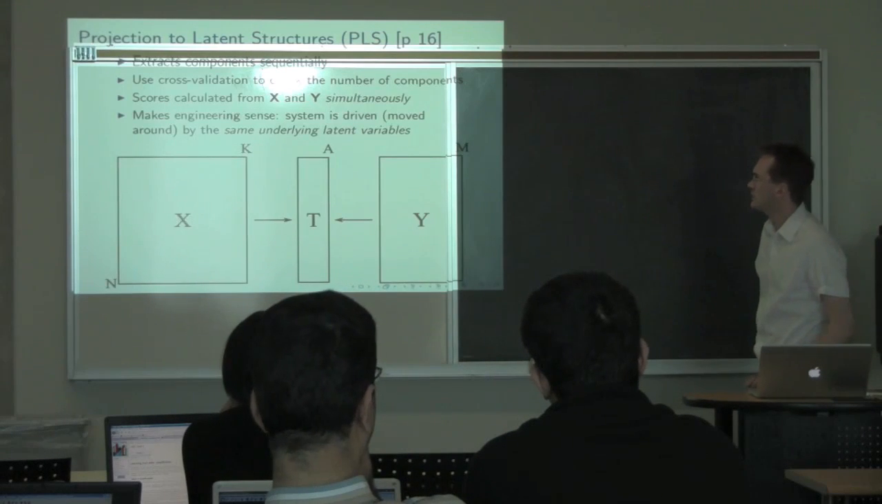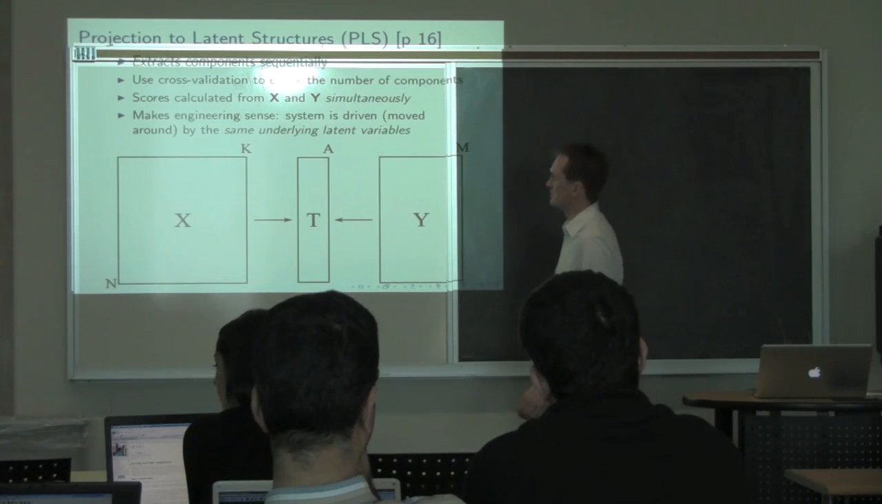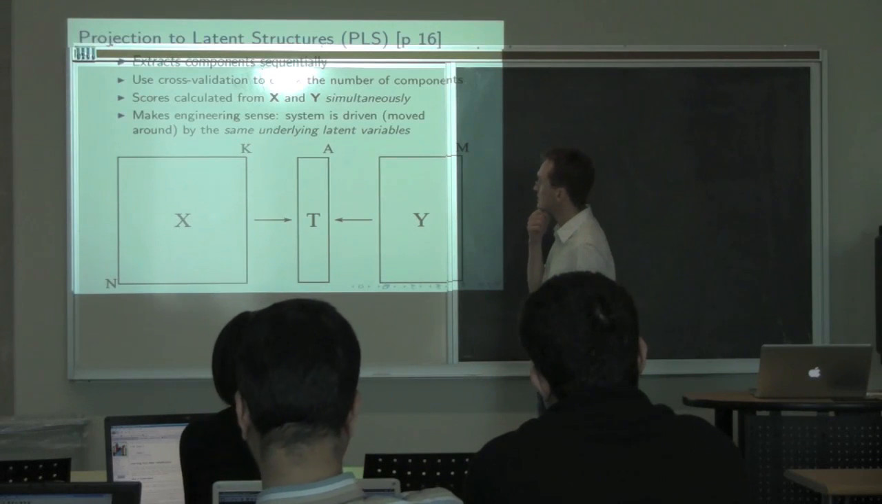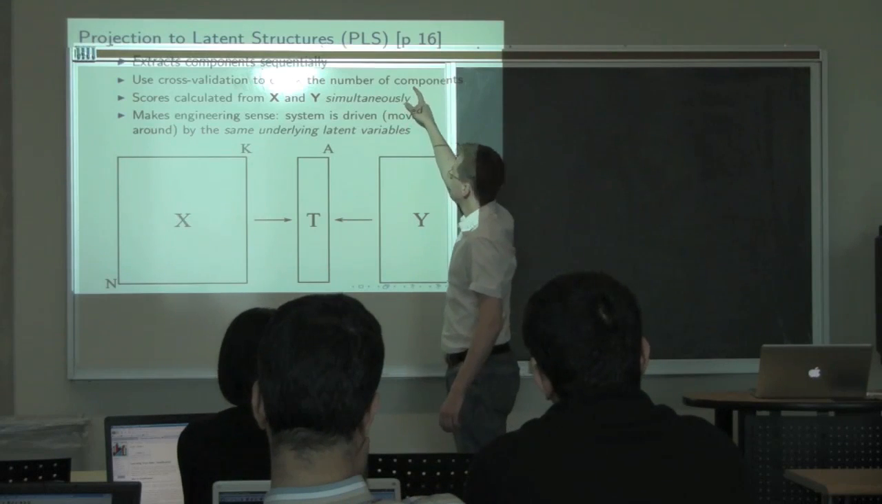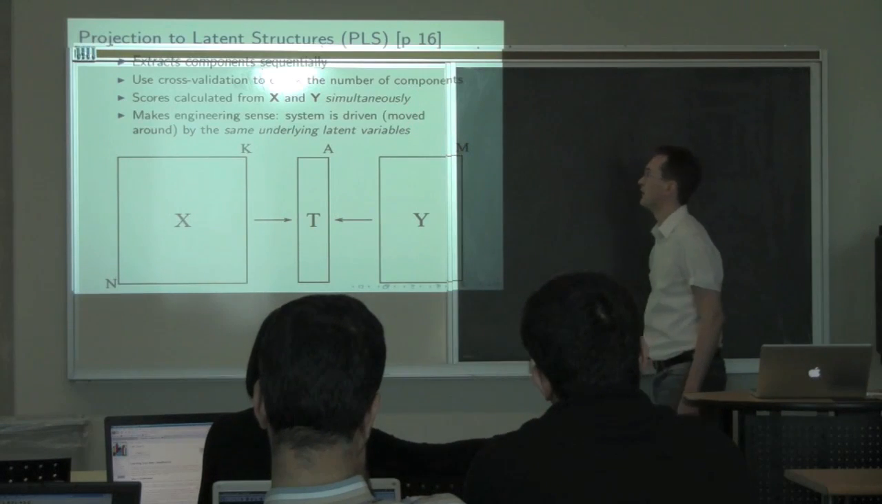And we spoke last week also about how PLS extracts the components sequentially. So we get the first component, then the second component, and so on. And at each step, we can use cross-validation to verify we're not overfitting.